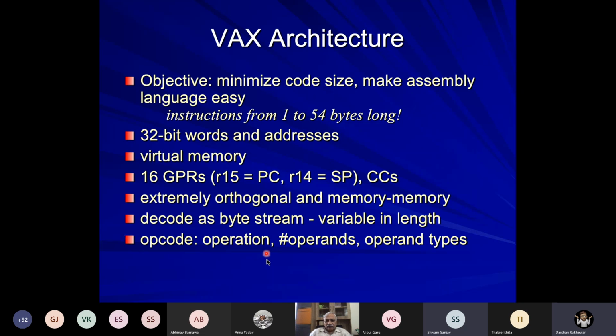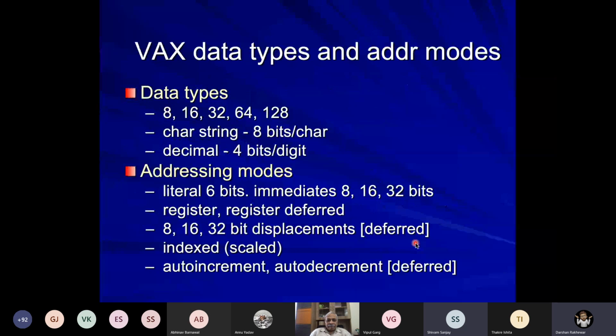The opcode specifies which operation is to be done, and how many operands are involved. For example, is it addition of two numbers or three numbers? What types of operands are there? On a variety of data types, the same operation may be valid. The data types could vary from 8-bit to 16-bit to 32, 64, 128. So when you say add, you'll have to specify whether you want to add 8-bit operand, 16-bit operand, 32-bit operand, and so on.